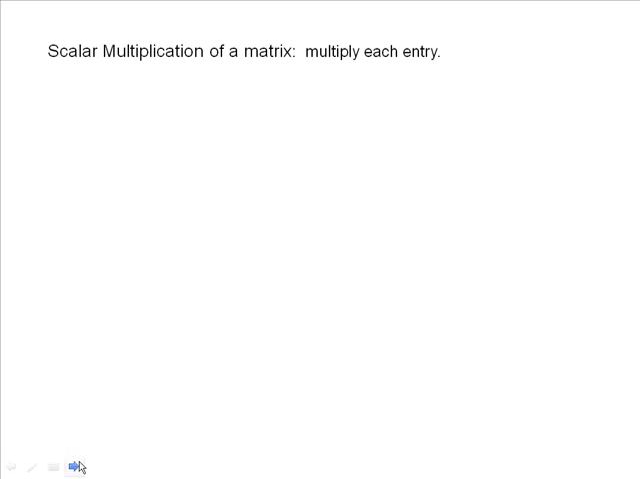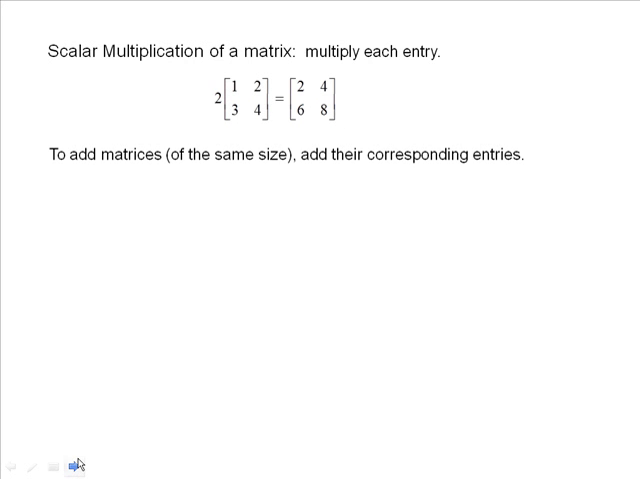We can multiply a matrix by a scalar, and we would just multiply each entry in the matrix by the scalar. So in this case, I want to multiply this 2 by 2 matrix by the scalar 2. And so every entry in that matrix gets multiplied by 2. We can also add matrices as long as they're the same size, and we add their corresponding entries. So in this case, we would be adding 1 plus 5 to get the 6, and so on.